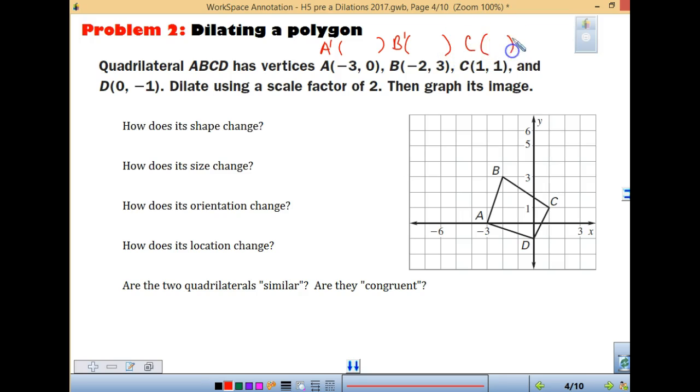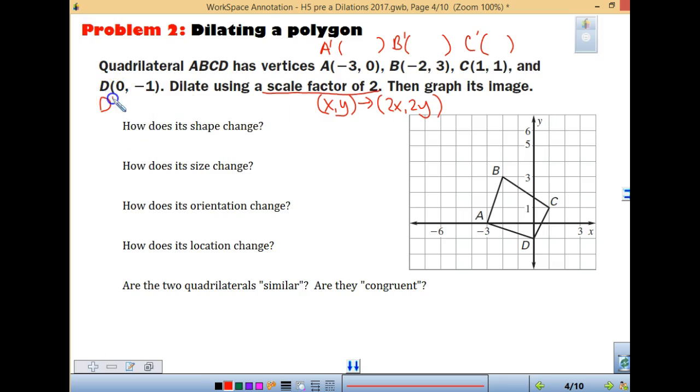C, I want you to tell me where C prime is. And we're going to do D over here. Now, when it says using a scale factor of 2, what that means is we're taking each point and multiplying it by 2. So scale factor 2 means this: (x, y) changes to (2x, 2y). That's what that dilation scale factor means.